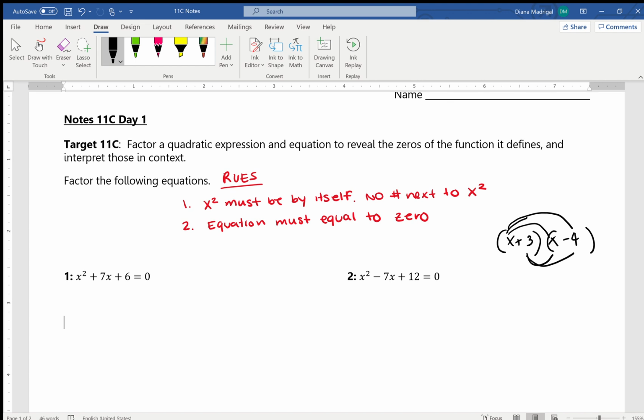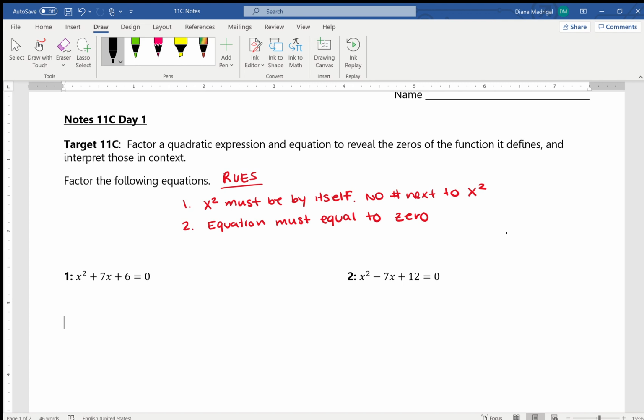Now they give us the answer, and we need to figure out what two parentheses I am going to use to get my final answer like that. That is called factoring. So this was called FOIL. This is called factoring. We need to factor it out. We need to go backwards. So instead of multiplying first, we have to go backwards and work our way back. So that's what we're doing for target C.